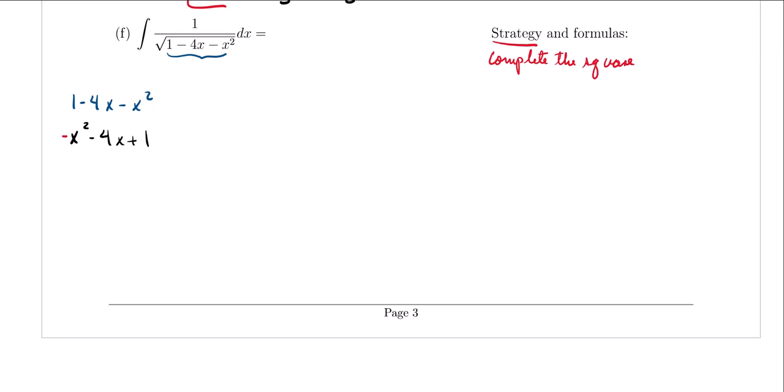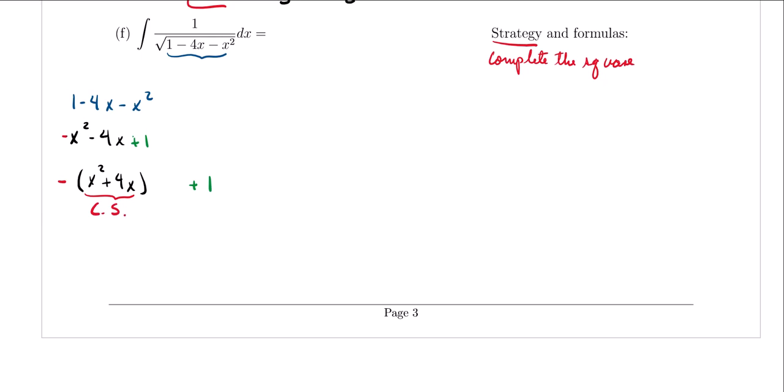So what I'm going to do is factor out the negative, but only on the terms with the x's, both the x squared and the x. So I'm going to have negative, parentheses, x squared plus 4x, and then this plus 1, I'm going to leave it here, minding its own business for a while. Now we're going to be focusing on completing the square inside this parentheses.